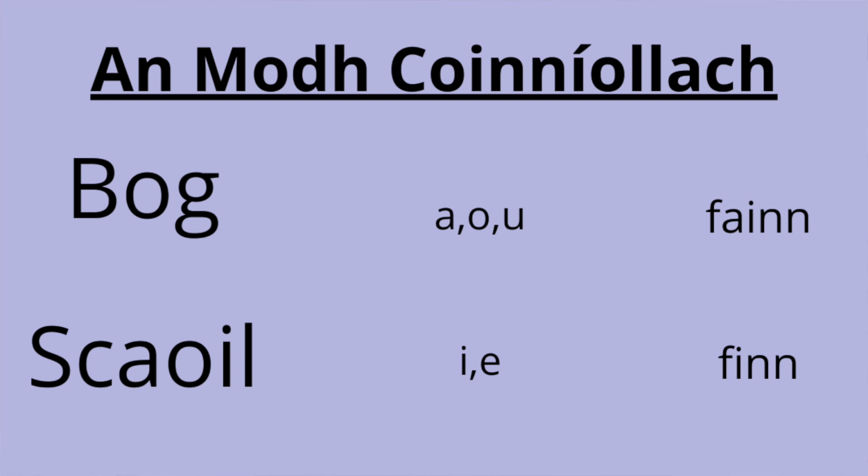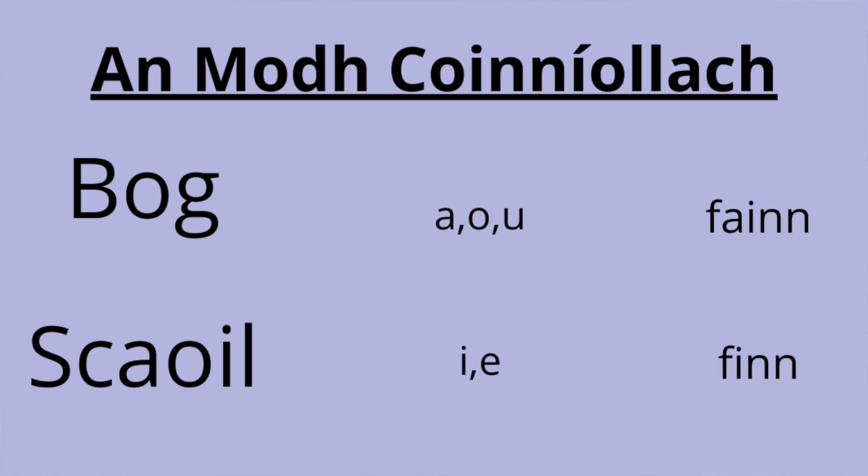In Irish, the vowels A, O and U are considered broad vowels. The vowels I and E are considered slender vowels. So if we take the verb bog, the last vowel, well the only vowel really, is O. So that means that it is broad. The O there makes it broad. So that is going to link into this ending, F-A-I-N-N. That's the broad ending. The one just underneath it, F-I-N-N, that's the slender ending.